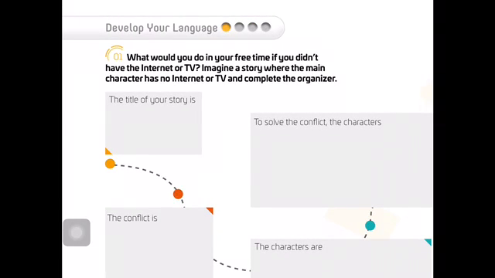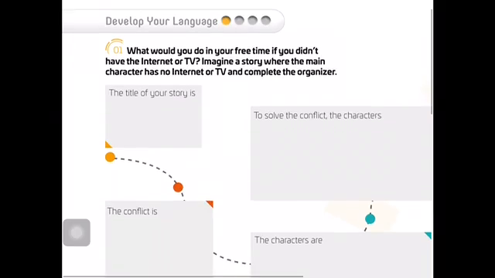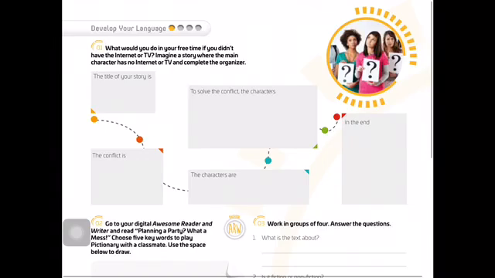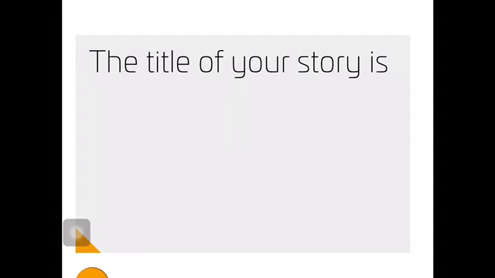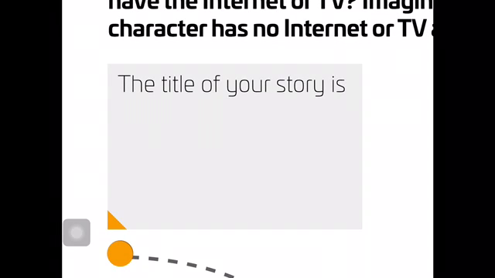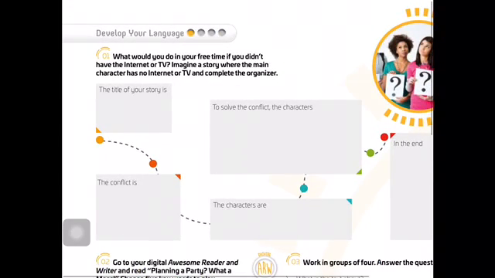So, what would you do in your free time if you didn't have the internet or TV? You have to imagine a story where the main character has no internet or TV and complete the organizer. Yes? So the title of your story, what is the title of the story? The man with no TV. The man who didn't like the internet. The boy who loved to ride the bicycle. The girl who loved to dance. So activities different from internet and TV. That is the title. Okay.